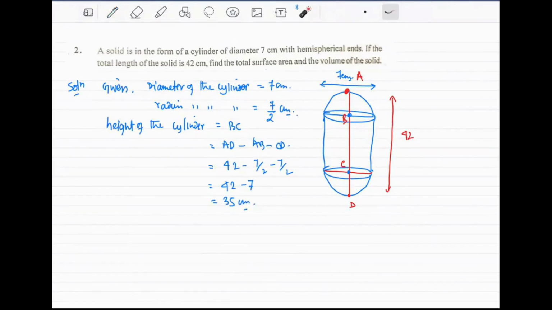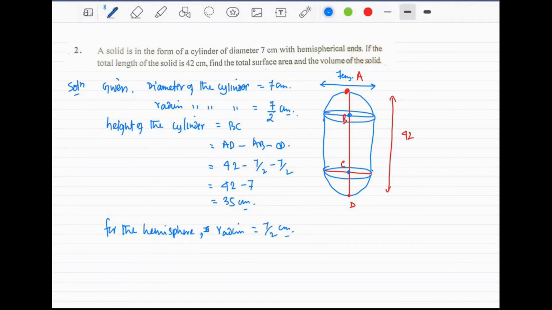So everything regarding the cylinder is known, right? Radius of the cylinder is known, height of the cylinder is known. What about the hemispheres then? For the hemispheres, we just need the radius, right? Radius will be the same as that of the cylinder because one is on top of the other. The radius of this will be same as radius of this. So for hemisphere, the radius will be 7 by 2.